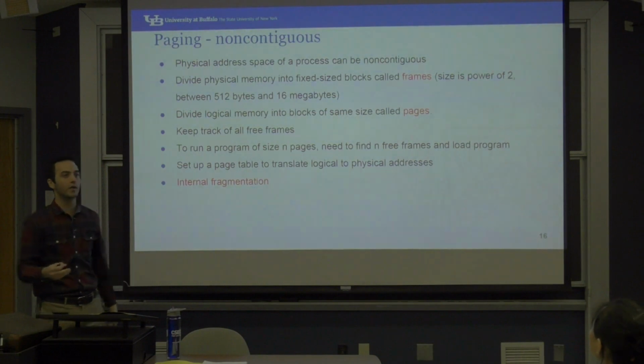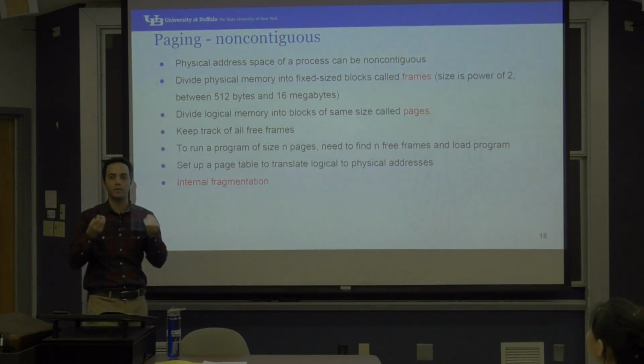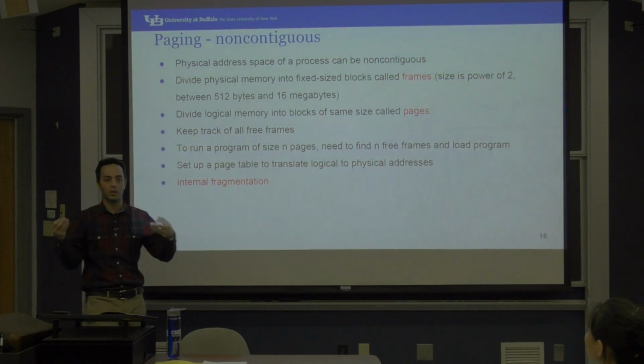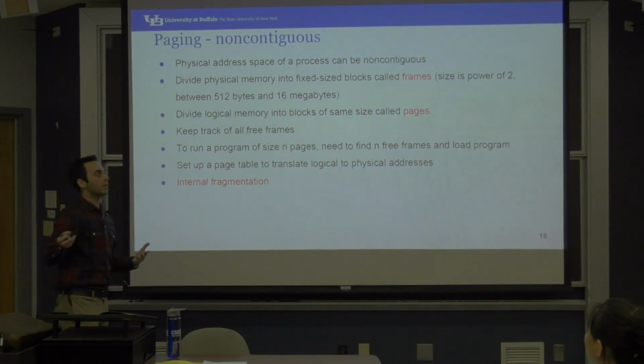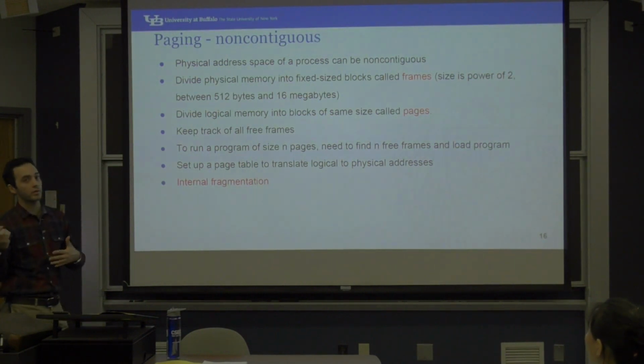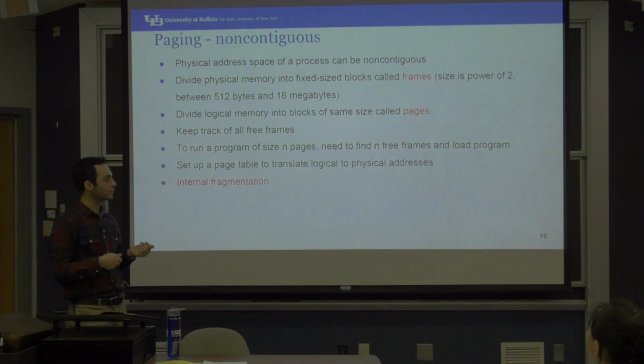So it's a trade-off. The smaller you make the frames and pages, the more frames and pages you have, the more mapping you have to deal with, and the bigger the table. With fewer, larger frames and pages, the page table handling is easier, but you'll have more fragmentation. Okay?